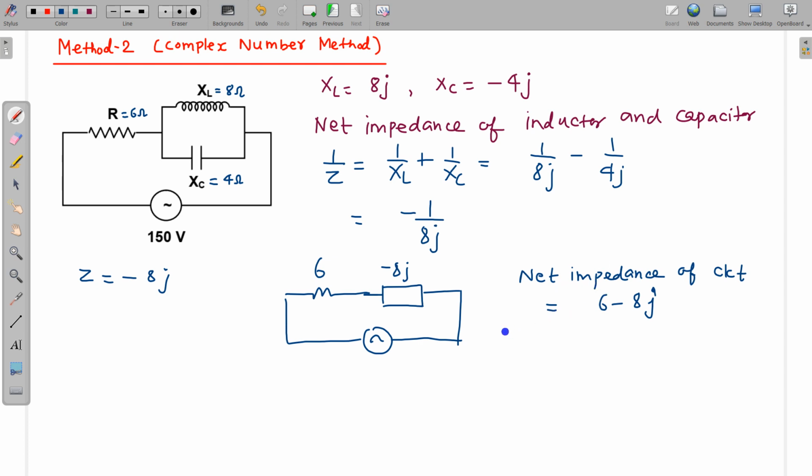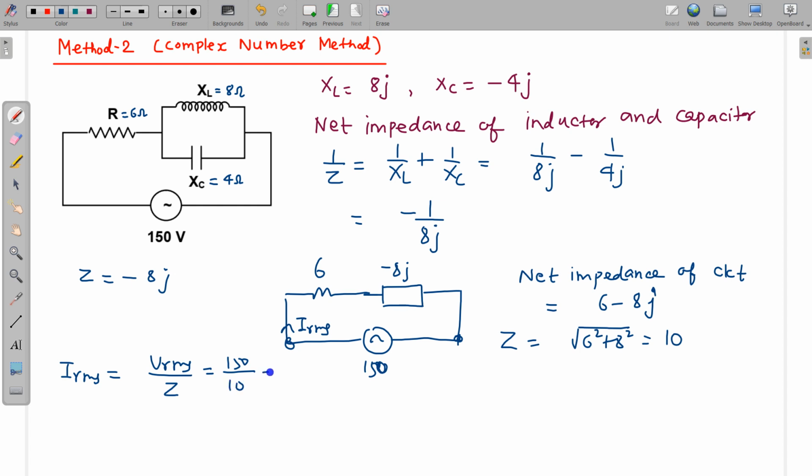What is the impedance magnitude wise? The net impedance I am calling Z, the Z of the circuit. It will be the square root of 6 squared plus 8 squared. We have to take the magnitude of this, so the magnitude will be equal to 10, and this is 150 RMS value. So what is the RMS current through the circuit? It will be the VRMS of the circuit at these two terminals divided by the net impedance. VRMS is 150 and the net impedance is 10, so this is equal to 15. So IRMS is 15.